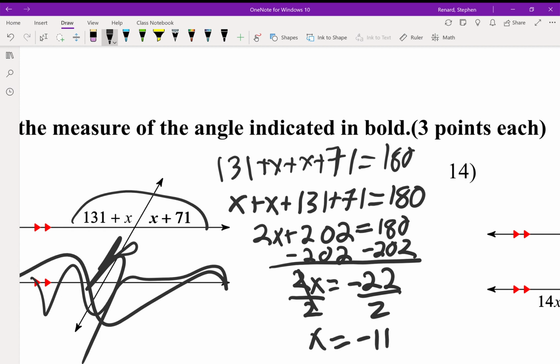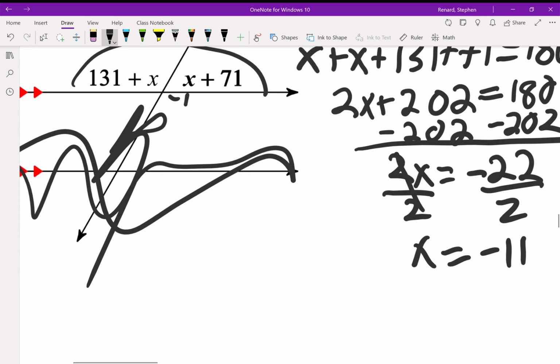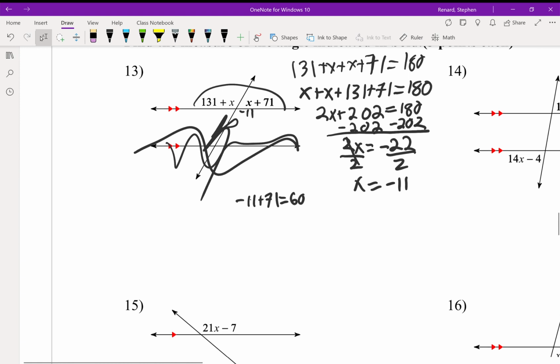Okay, it's like when we're doing segment addition postulate. It's okay if x is negative, just total distance of a segment can't be negative. So here we have negative 11, and then we're going to put that back in there. Negative 11 plus 71 equals 60. Moving on to number 15.